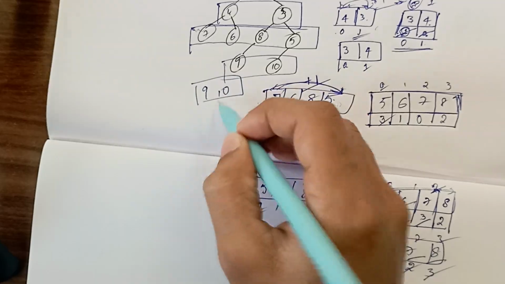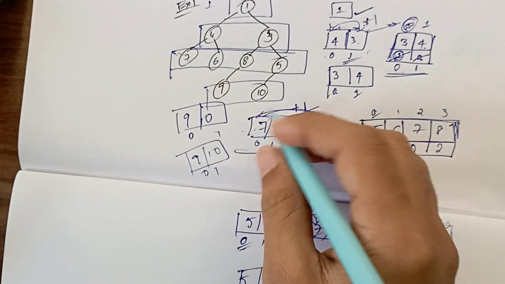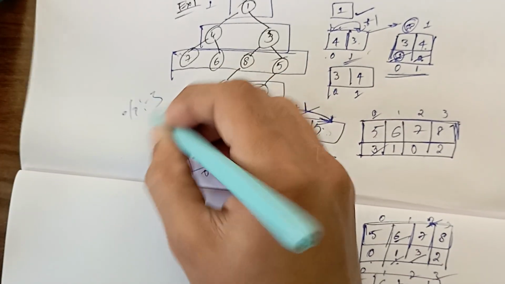Now 9 and 10. If you sort them, it is the same order, so there is no need to swap. So we'll be returning 3.